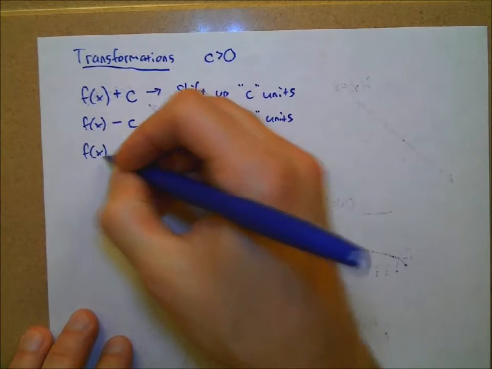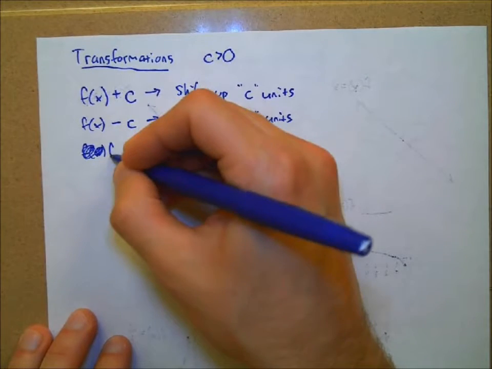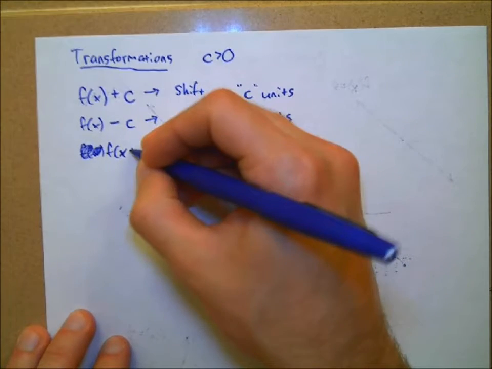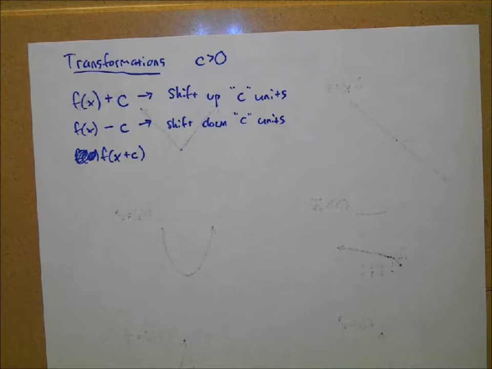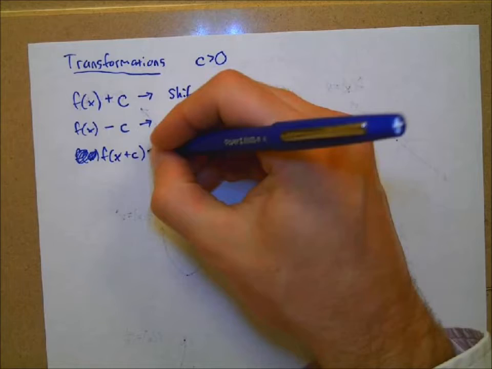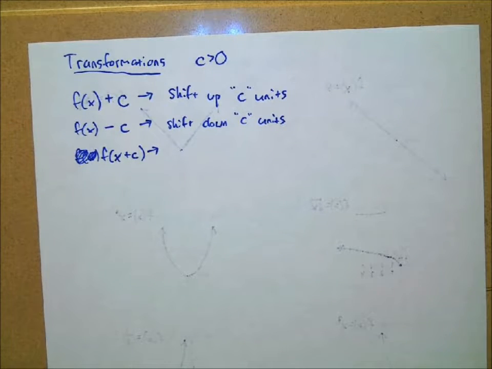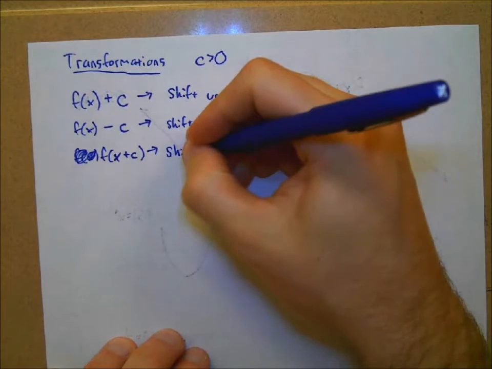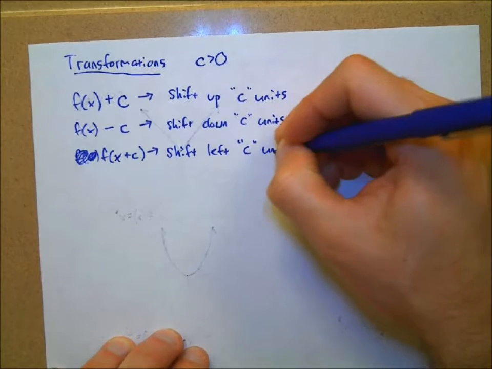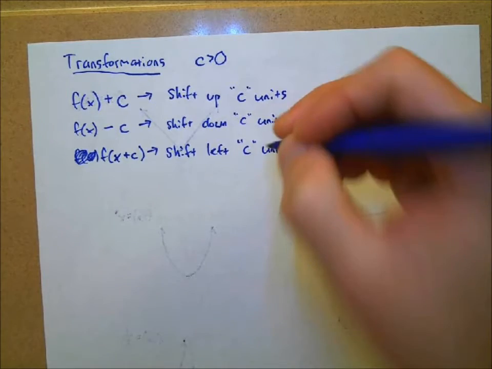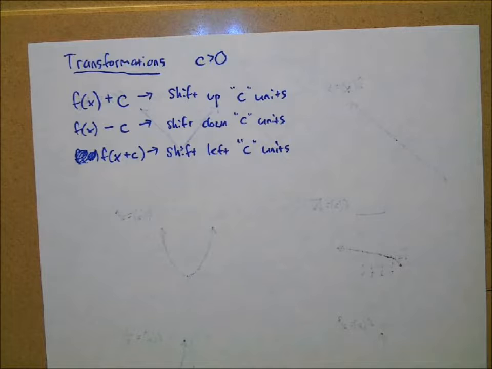Okay. Putting the c inside the function. So f of x plus c. So every x in the function gets replaced by x plus c. What kind of resulting transformation is that? It's a horizontal one, and yes, it is left. Very good. So shift left c units. Okay? So it's kind of counterintuitive there.